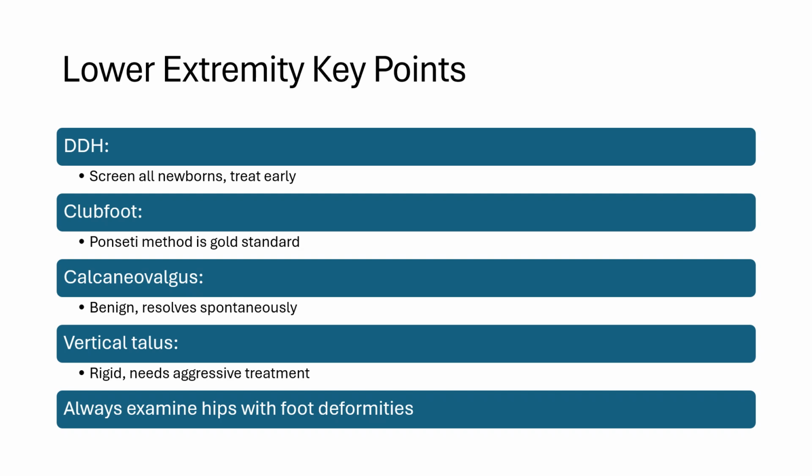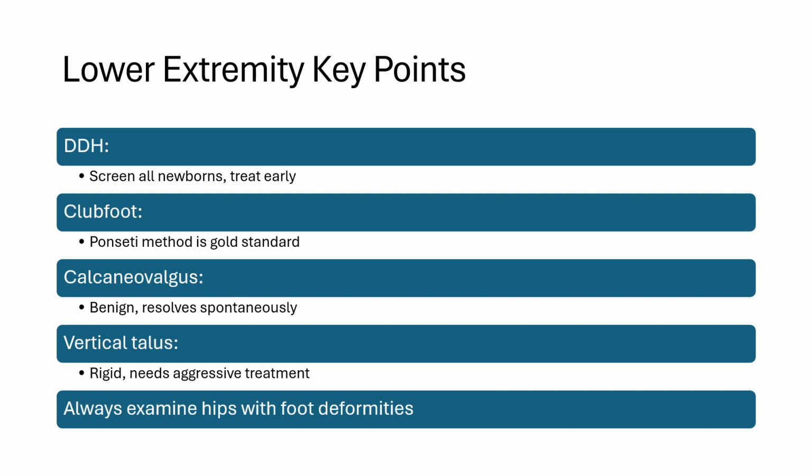Clubfoot management has been revolutionized by the Ponseti method, which transformed this condition from one requiring extensive surgery to one managed primarily through conservative treatment with excellent functional outcomes. Understanding this method as the gold standard helps you counsel families appropriately and ensures timely referral for optimal results. Calcaneovalgus foot represents the benign end of the spectrum, where dramatic appearance resolves spontaneously through normal development and simple interventions. This knowledge helps you provide reassurance while avoiding unnecessary aggressive treatment.